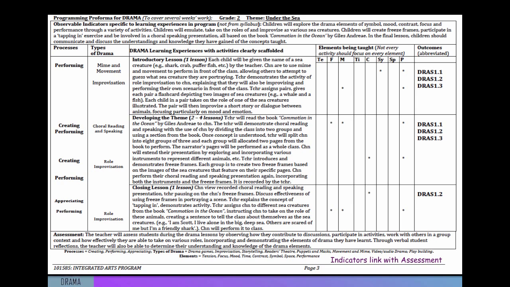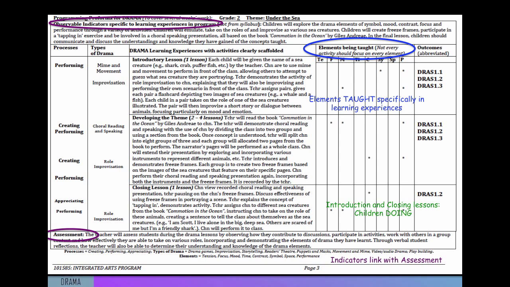Here's a program for drama. We've got the indicators linking with the assessment. Then we have the elements taught specifically in the learning experiences in the main part of the pro forma and ticked off in the elements being taught columns. The introduction and closing lessons include children doing. It's not all teacher talk. Every child is doing something in relation to drama. In the closing lesson, they're also doing.